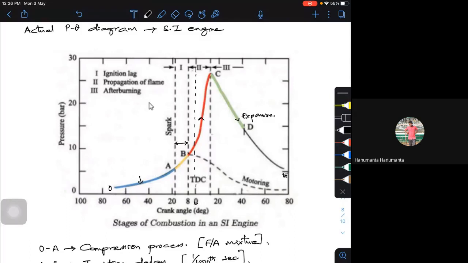Now, your spark ignition should start. Ignition will start a couple of degrees, 8 degrees or 6 degrees or 10 degrees before. So 6 to 8 degrees, or 6 to 10 degrees, is the range around which the spark ignition will start. After this ignition delay, the spark will start.